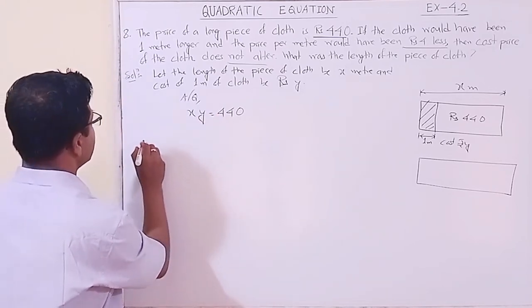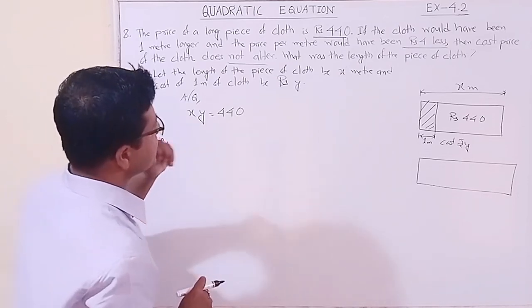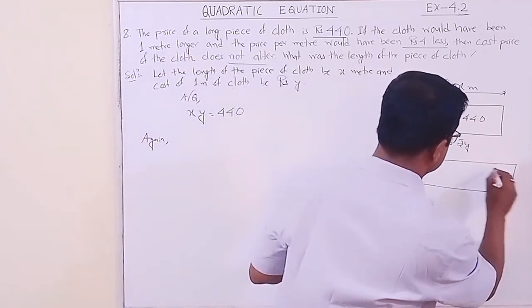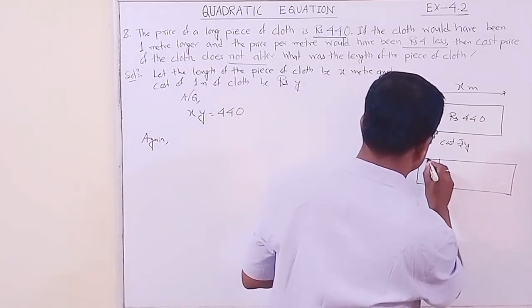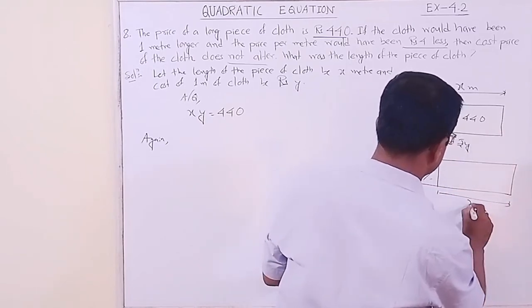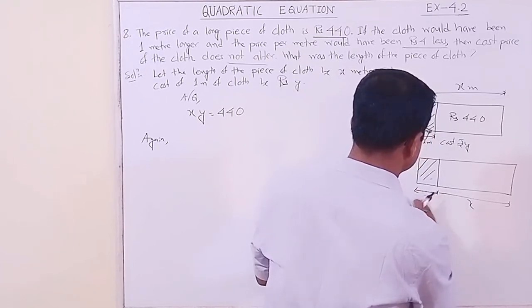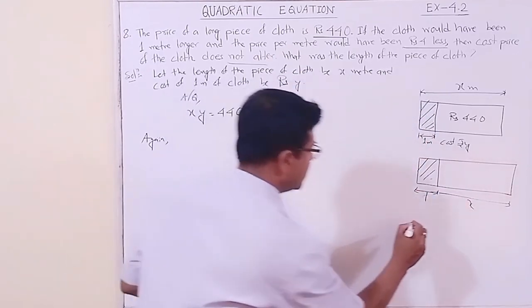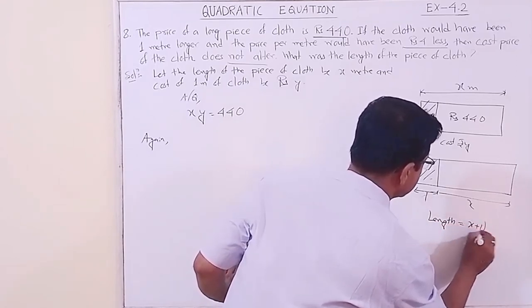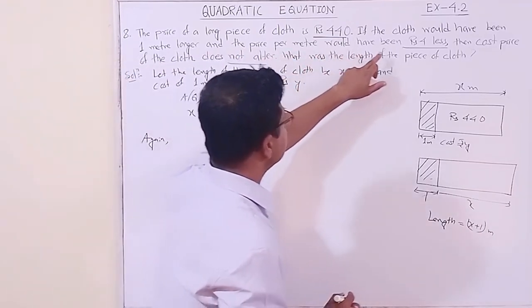Then again let us frame another equation. If the cloth would have been 1 meter longer, suppose this is x, and this is 1 meter. What is the length of the cloth now? The length of the cloth is now x plus 1 meter. Then the price per meter would have been rupees 4 less.